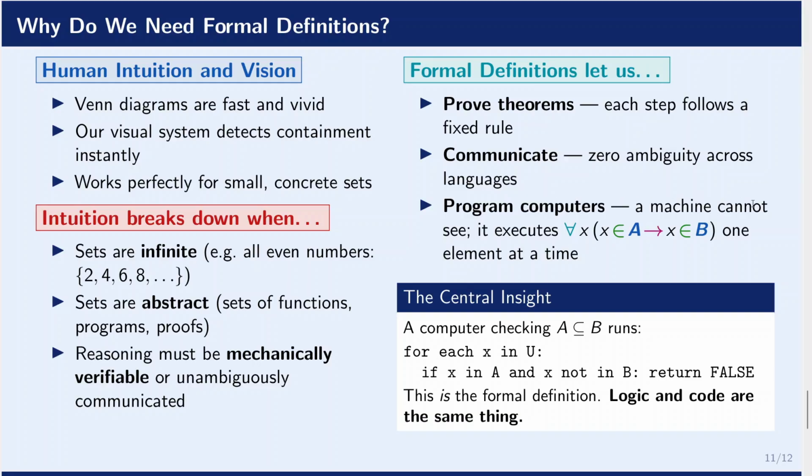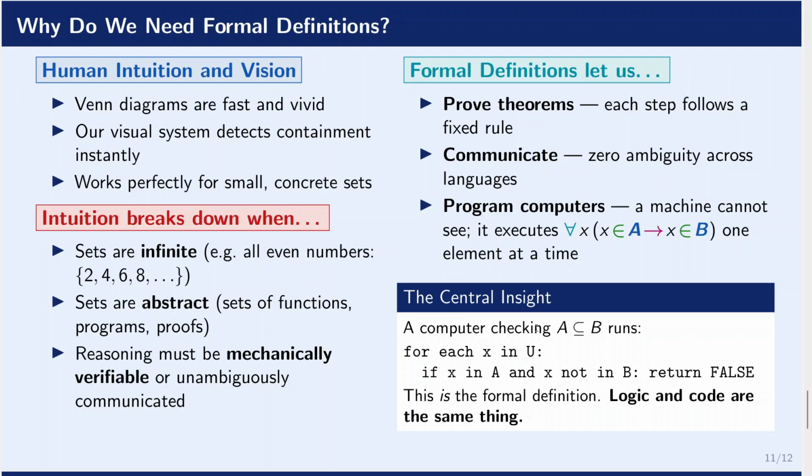A machine cannot literally see a Venn diagram. Instead, it systematically executes the logic. For all x, if x is in A, then x is in B, evaluating one single element at a time. This leads us to the central insight of this lesson.